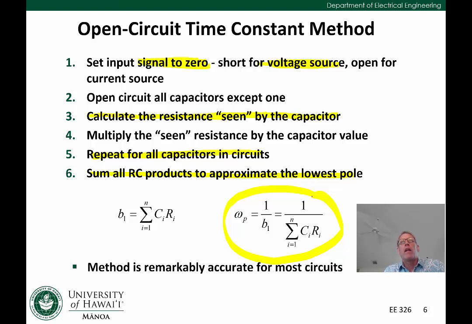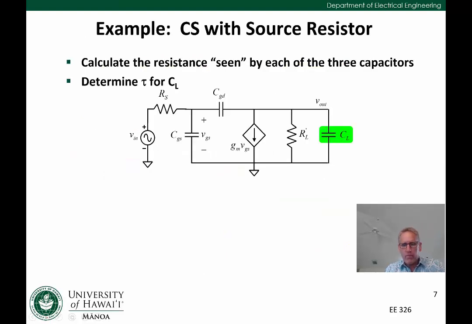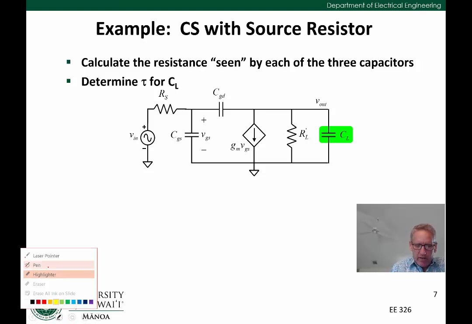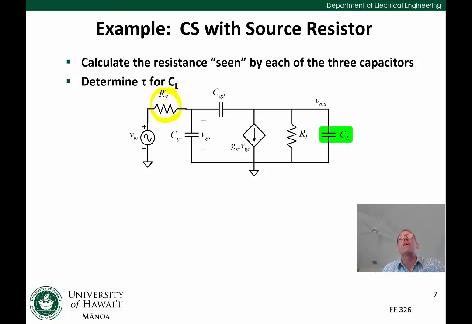Okay, so let's move on and try to apply this to the common source example that we showed earlier. Here's our common source amplifier. Again, we've now included the source resistance RS to make it a little more difficult and more applicable to the open circuit time constant technique. The first thing we need to do, you notice we have 3 capacitors: CGD, CGS, and CL. So we need to figure out the resistance seen by each of the 3 capacitors. In other words, determine tau for CL.